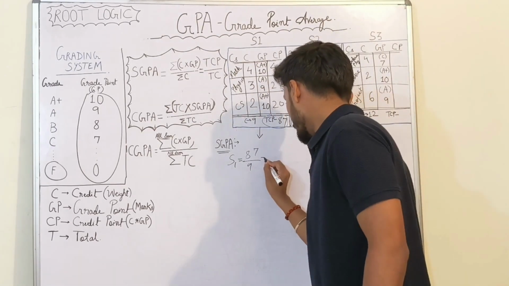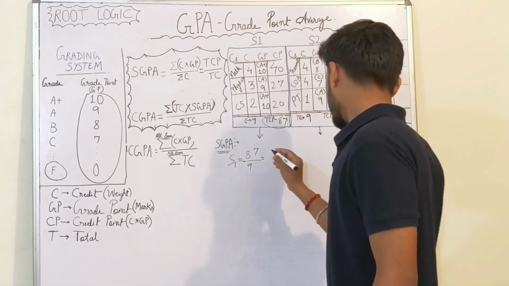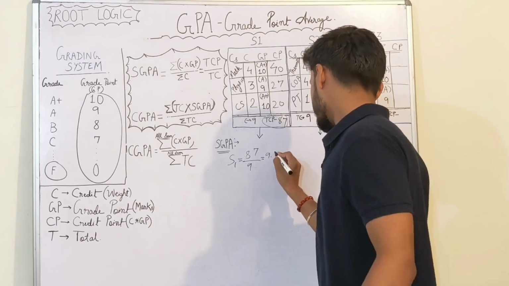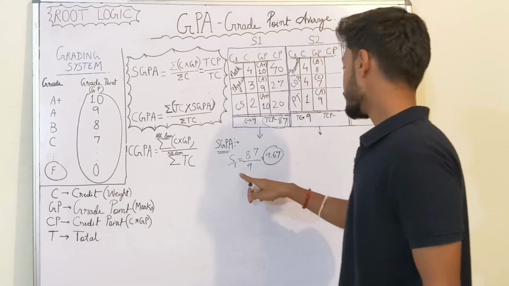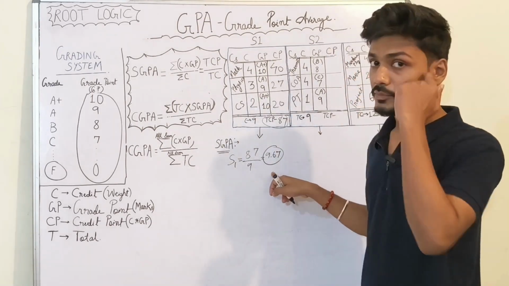So after dividing it, what do we get? We get 9.6667, by S1 I represent. For the first semester, the SGPA is coming out to be 9.67.